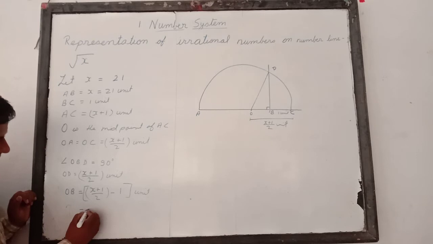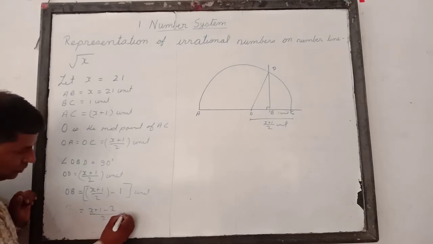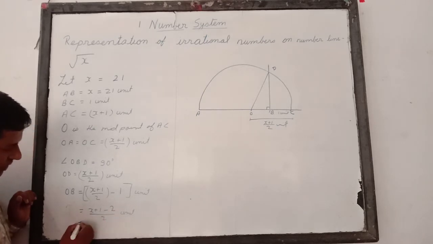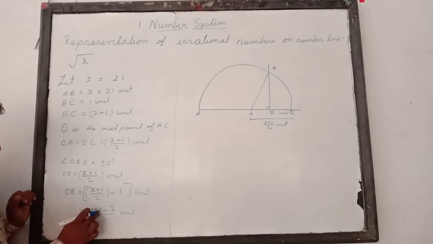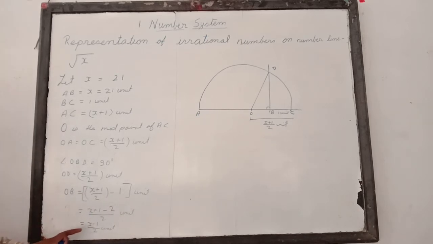So we get x plus 1 minus 2, and the LCM will be 2. So what will be x plus 1 minus 2? So minus 1. So x minus 1 by 2 unit. So OB is equal to x minus 1 by 2 unit.